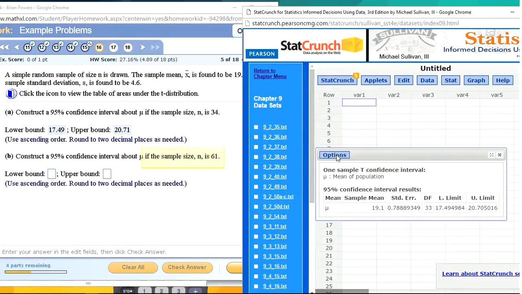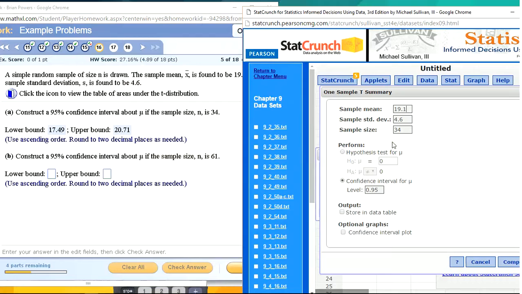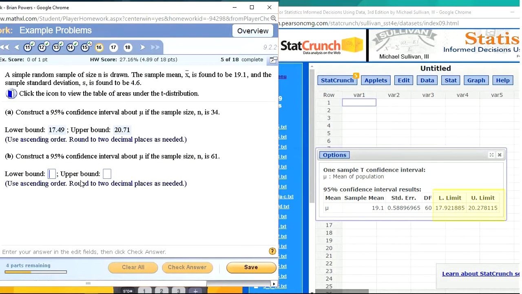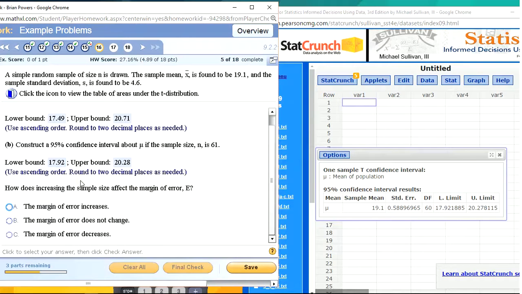Let's just quickly edit that. Let's increase the sample size to 61. I think we're going to do a little bit of comparison. The interval changes to 17.92 to 20.28. Increasing the sample size decreases the margin of error.